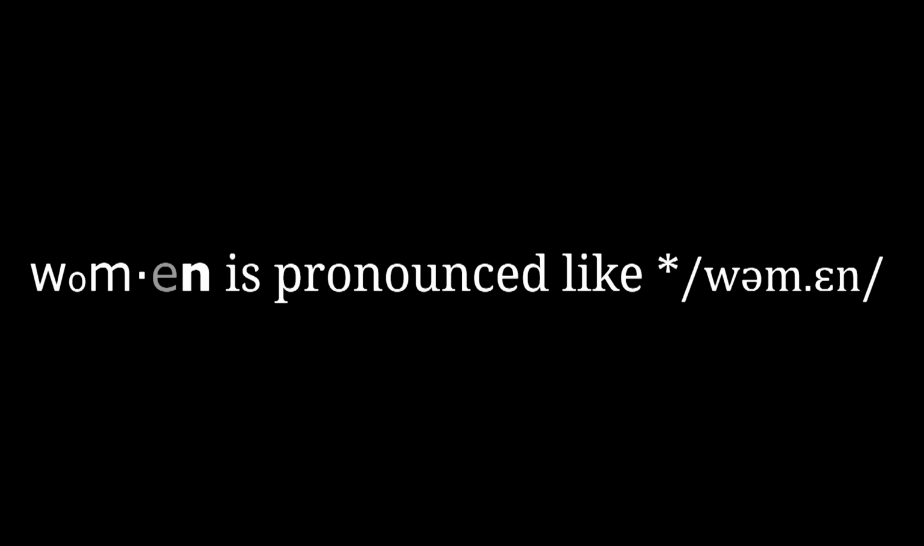Here we can see that the O is small to indicate that it's reduced to schwa. The E is grayed out, so it's silent. The N is bold, so it's pronounced as its name. And everything else is pronounced the way it normally is. So this word is pronounced like "woomen." And, it's not completely wrong. It works as a helpful nudge in the direction of the actual pronunciation. It's just not, in fact, how the word is pronounced.